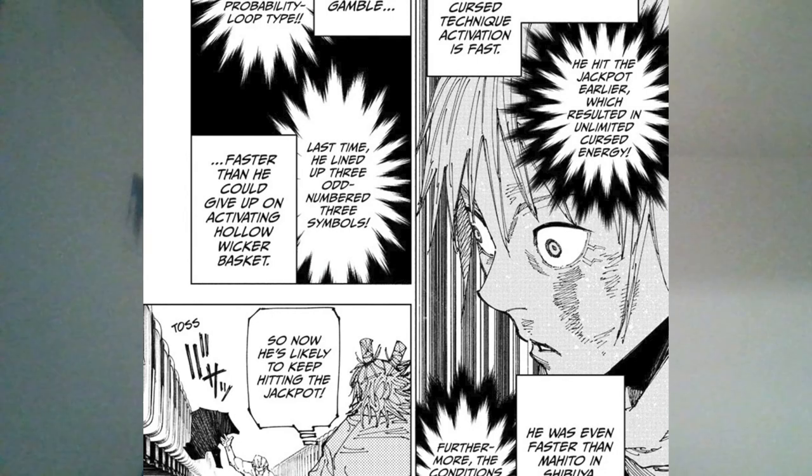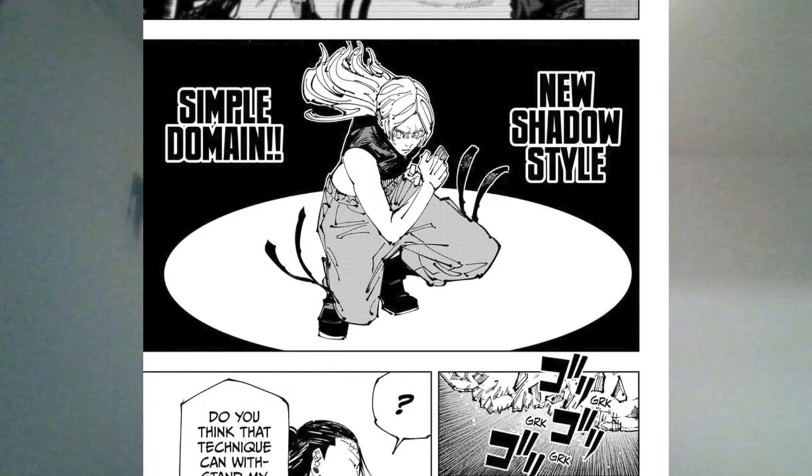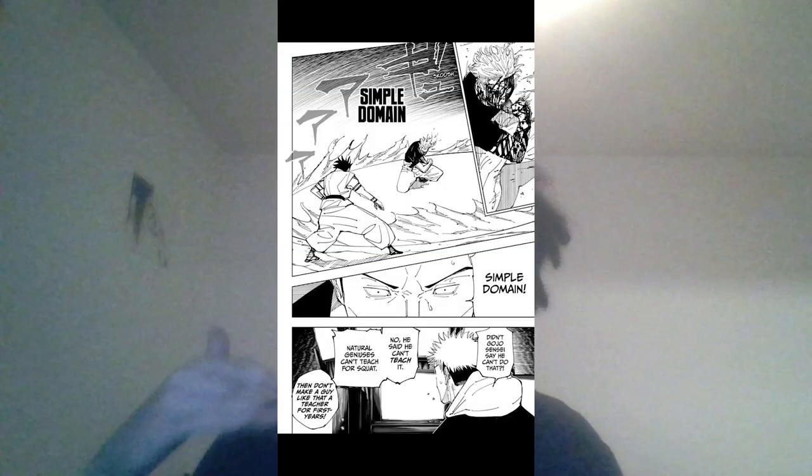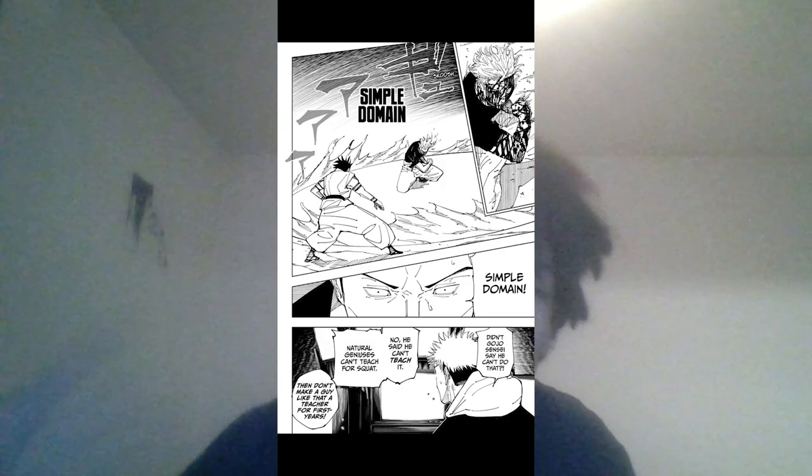So if your opponent does not have the sure hit effect, like Hakari's domain expansion, using it is a waste. Simple Domain, on the other hand, has multiple uses and in some ways is the upgrade to Hollow Wicker Basket, but it also has some downsides. So Simple Domain is a domain that does not have an innate curse technique to it, so that the other curse technique is flowing into the domain and not into the user.